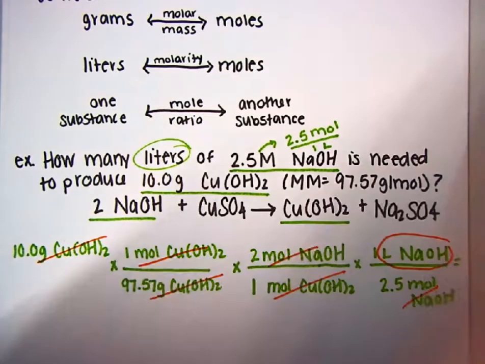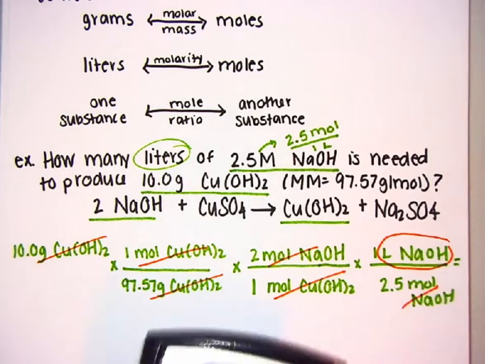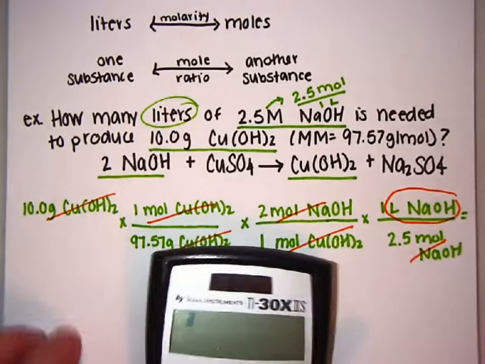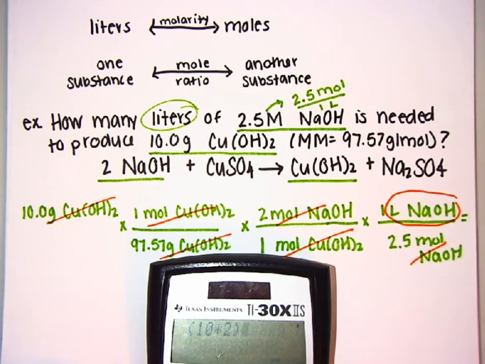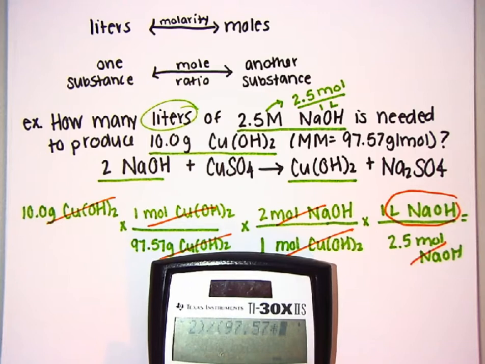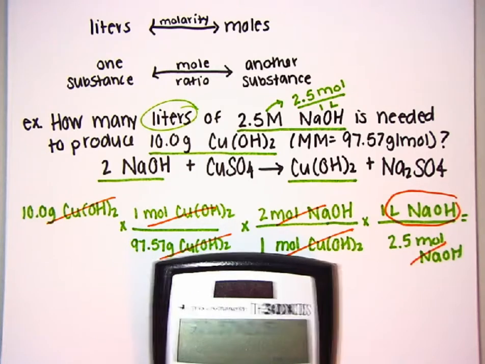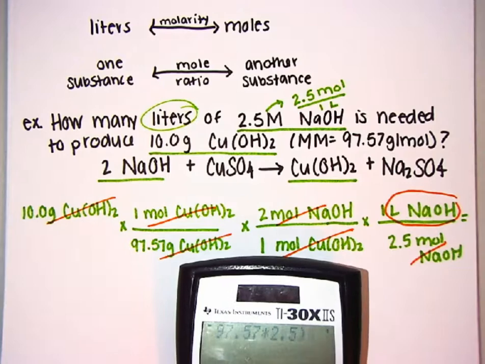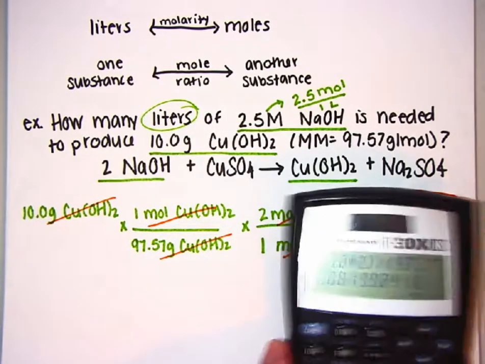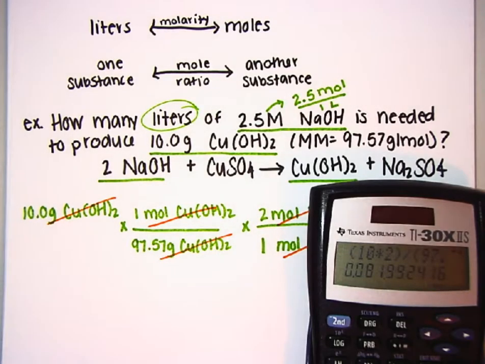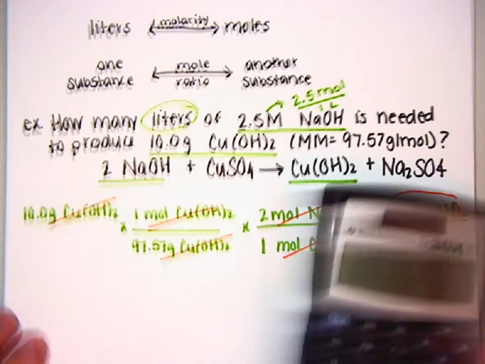So now let's plug this in our calculator and see what we come up with. Multiply everything across the top, 10 times 1 times 2 times 1, divided by everything on the bottom, 97.57 times 1 times 2.5. Make sure you're using parentheses if you are doing the calculation all at once. And I got 0.08199, etc.